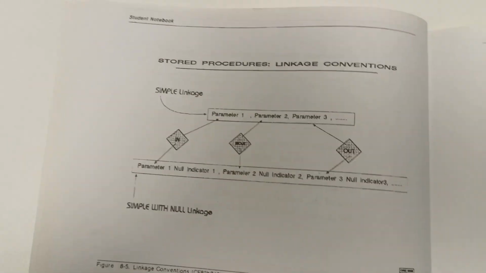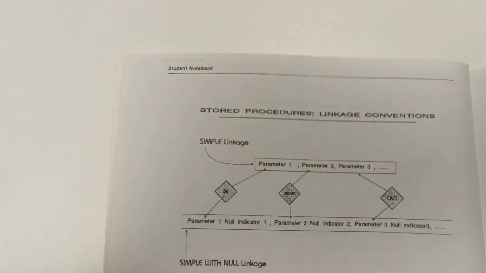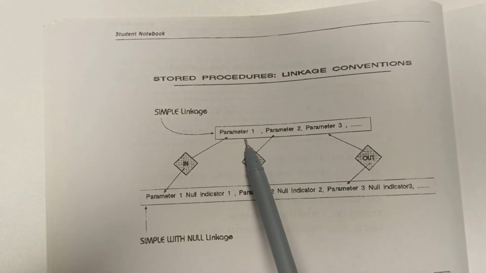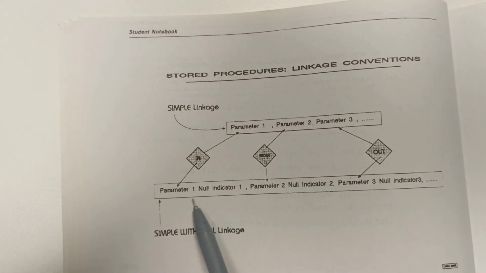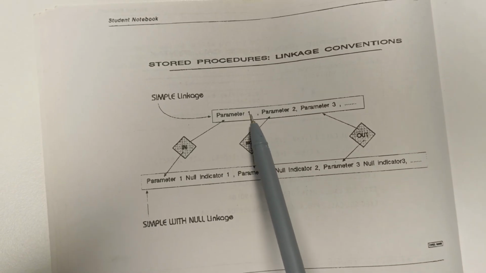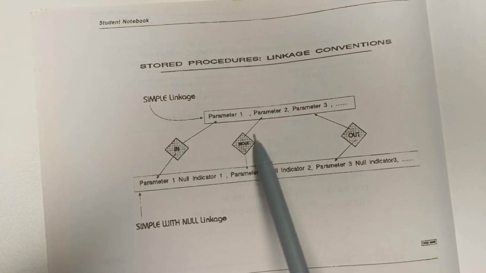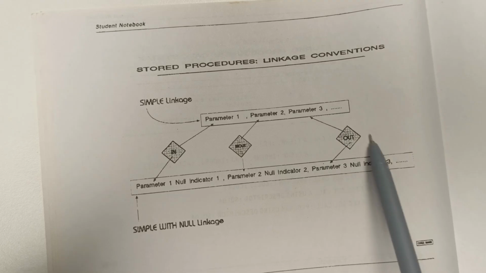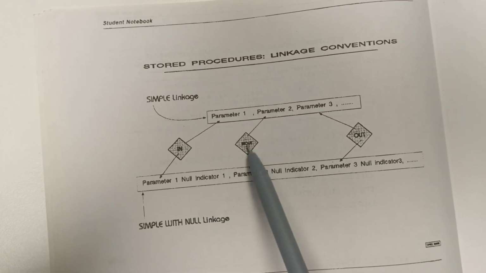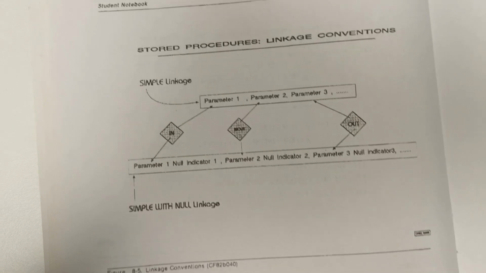Previously I told you we have used three host variables. Now we can see why we are giving the host variables. We have three parameters: parameter 1, 2, and 3. Parameter 1 is called IN, 2 is IN OUT, and 3 is for the OUT variable. IN, IN OUT, and OUT variable.